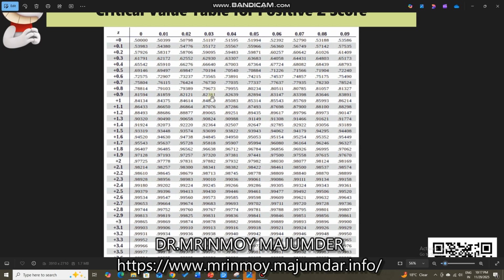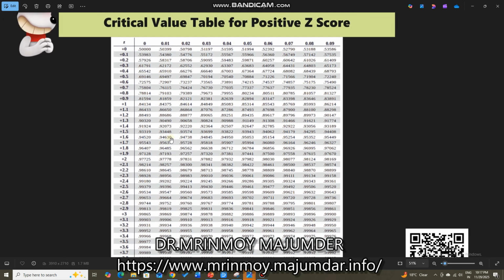0.47. Because you are trying to find the Z score for a level of significance of 5%. For that, use the formula 1 minus alpha divided by 2. That means 1 minus 0.05 divided by 2. So it comes to 0.95 divided by 2, which is more or less 0.46. Right? This positive Z score table starts from 0.5, so maybe it is not there.